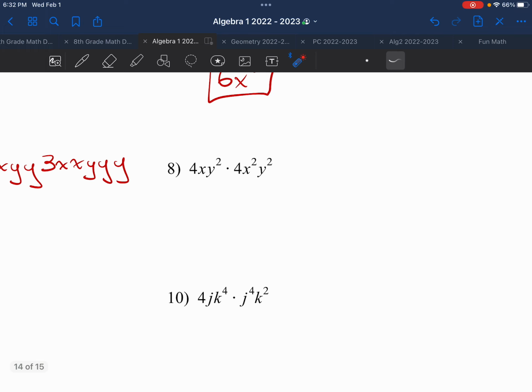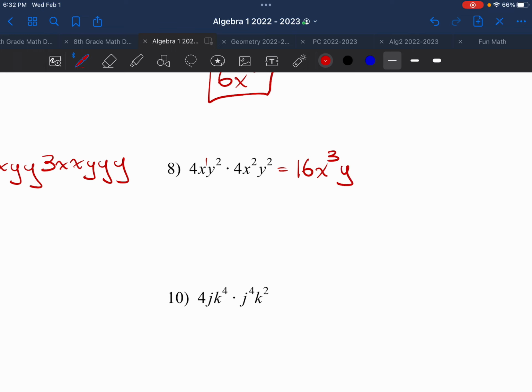All right, in this problem, I'm going to use that shortcut. Do the coefficients. 4 times 4 is 16. And then let's look at all the x's. Remember, I don't see any power here, so that power is secretly a 1. Let's look at all of the x terms and add them up. I have a 1 and a 2. 1 plus 2 is 3. So this is x to the power of 3.